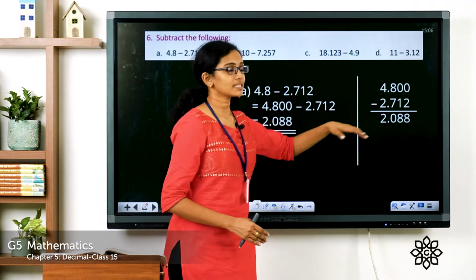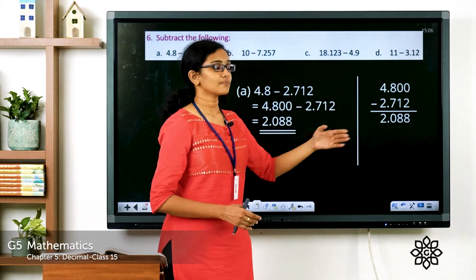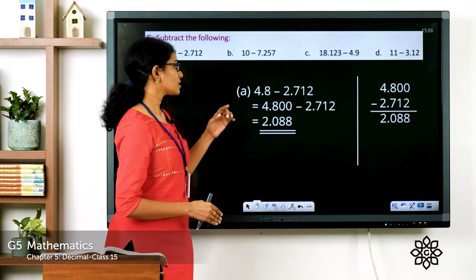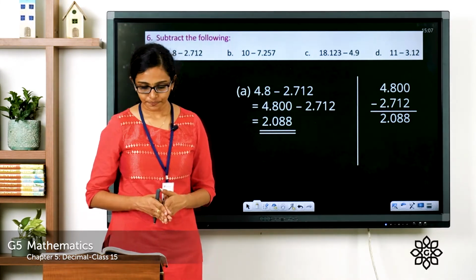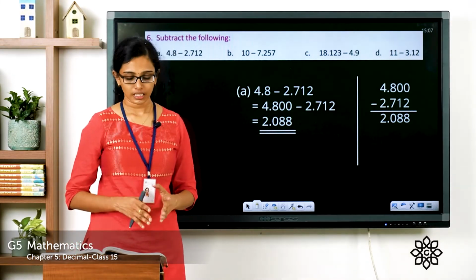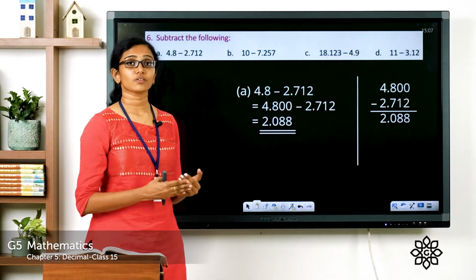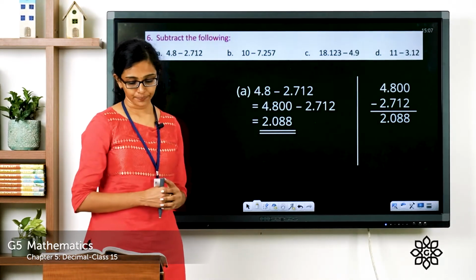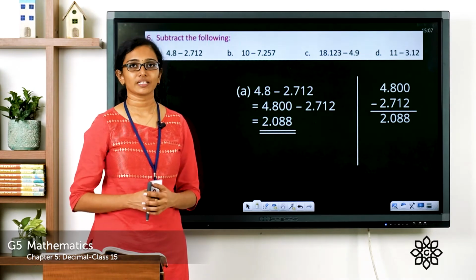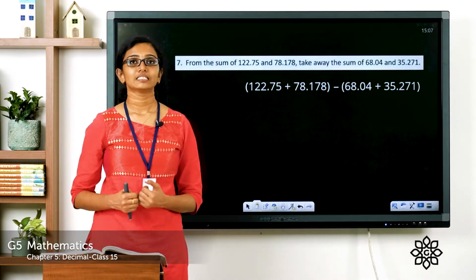Now let's proceed with the subtraction, and after the subtraction we get the difference as 2.088. This is the answer to the first question. You can proceed with the calculation of other questions in the same way. Let's proceed to the next question, which is question number 7.